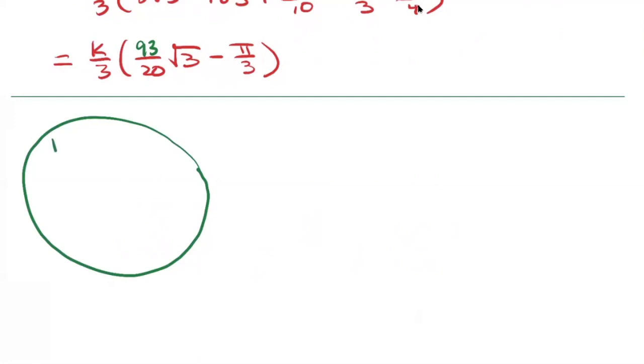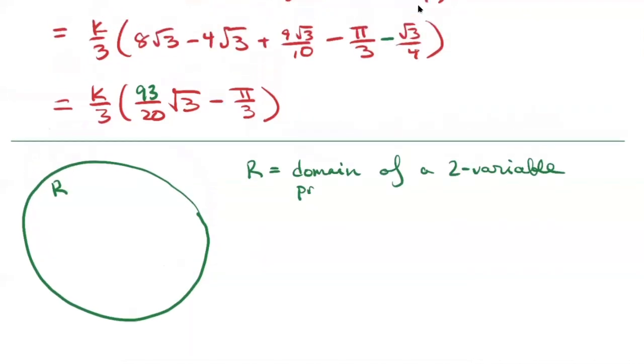Okay, so R here is the domain of a probability density function. Let's say a two-variable probability density function. Now notice before I was calling it a mass density function. I'll now say probability density function. So this is analogous.